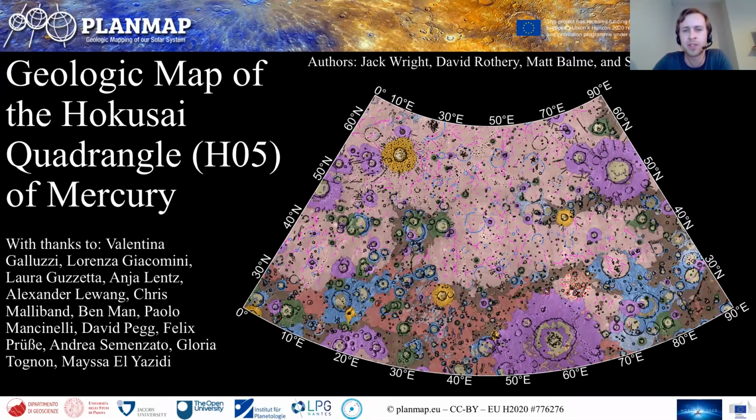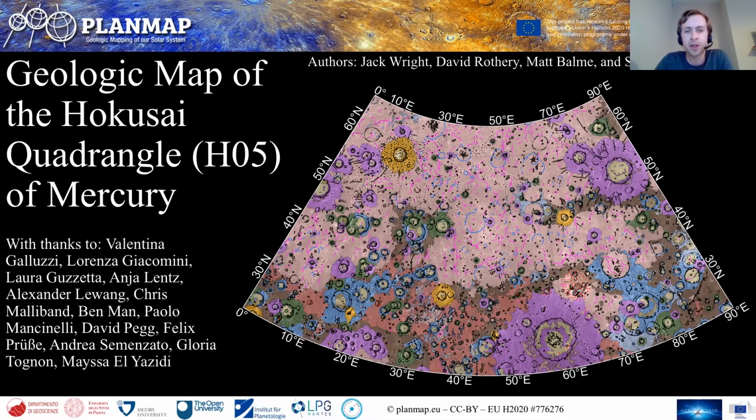So I've produced this geomorphic map of Hokusai, and it is being fed into compositional studies to make it go from a geomorphic map to a compositional integrated map. And then crater counts are going to be used to make it a chronostratigraphic map as well. And then hopefully down the line, a fully integrated geologic map will be produced.